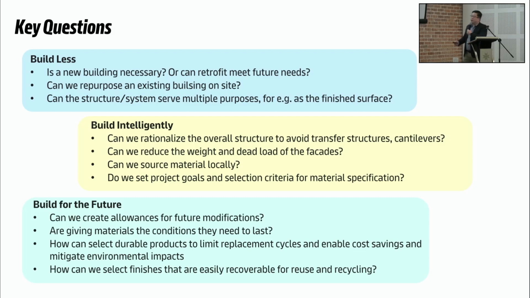And lastly, build for the future. Do we create allowances for future modification, retrofit? Does it have to be thrown away and build a new one every time? Or are we giving materials conditions that they need to last? You can choose a very durable product, but if your condition does not cater for it, then it doesn't mean anything, isn't it?